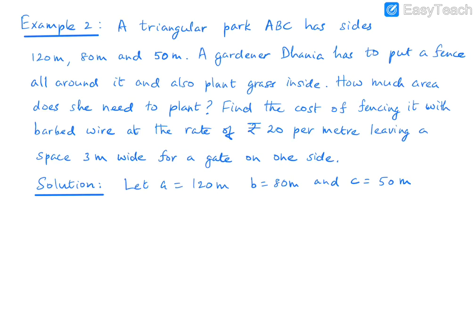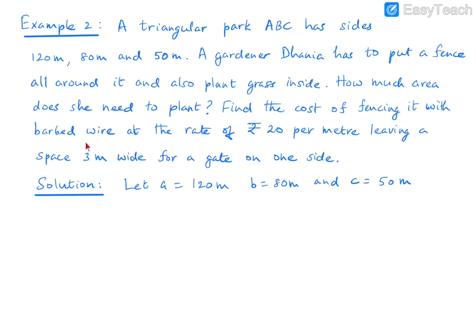So the first thing we have to do is find the area of the park, which is the area to be covered by the grass. The second part is to find the perimeter of the park, which is the sum of the three sides. But from the perimeter, we have to leave out 3 meters for the gate, because the gate part will not be fenced. So we subtract this 3 meters, and that gives the total length of barbed wire required, excluding the 3 meter gate.